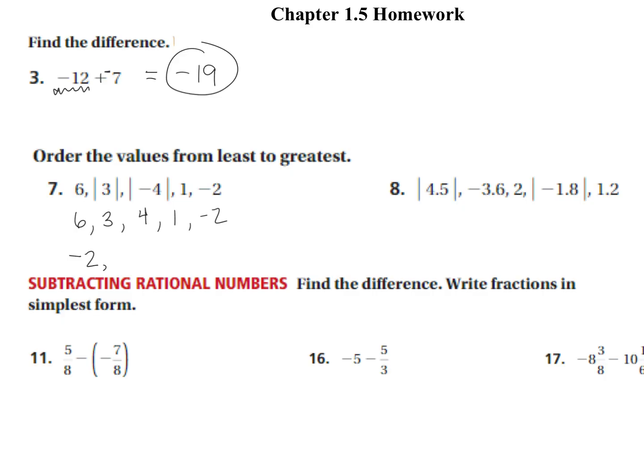My negative number comes first, then negative 2. Then from there, it's just ordering positive numbers: 1, 3, 4, and 6. Okay, the official list will look something like this, right? We go back and we say, what did they start out as originally? And there we go. So this would be my list right there.